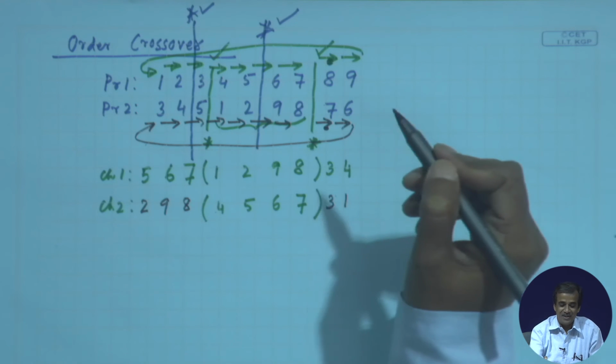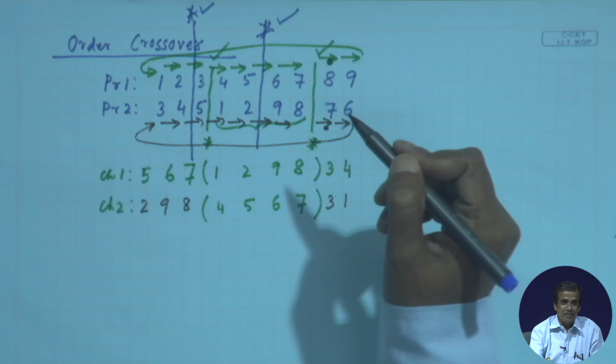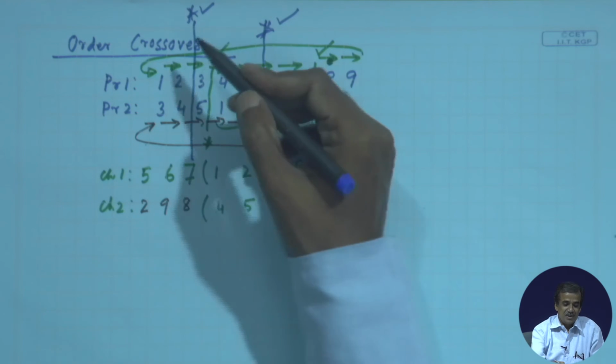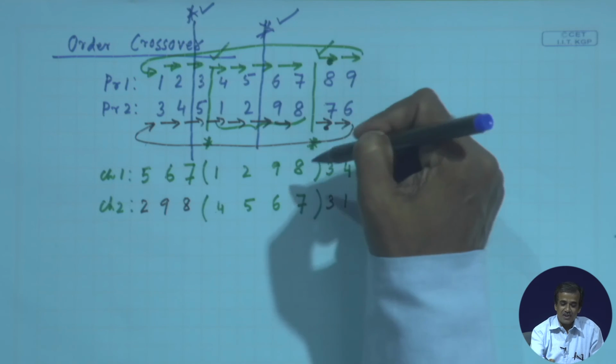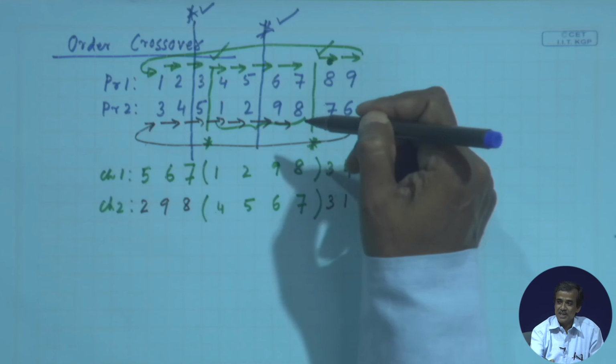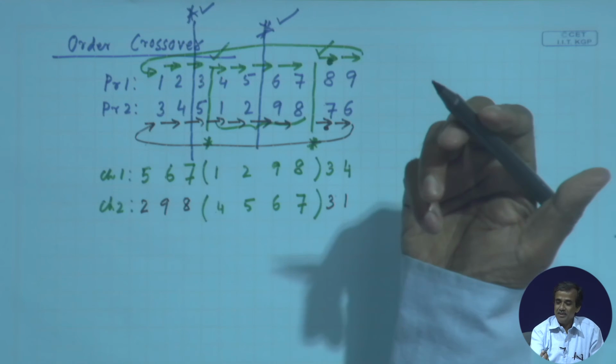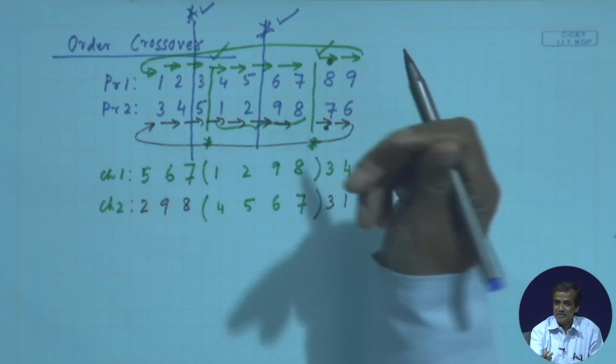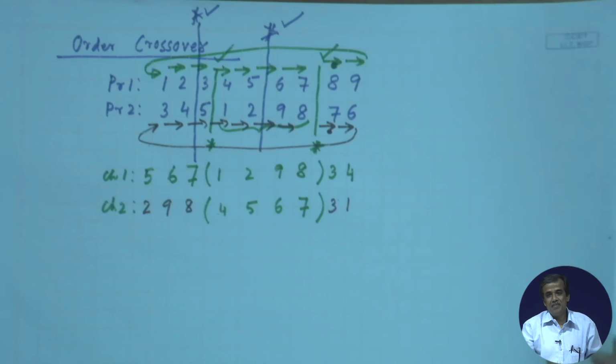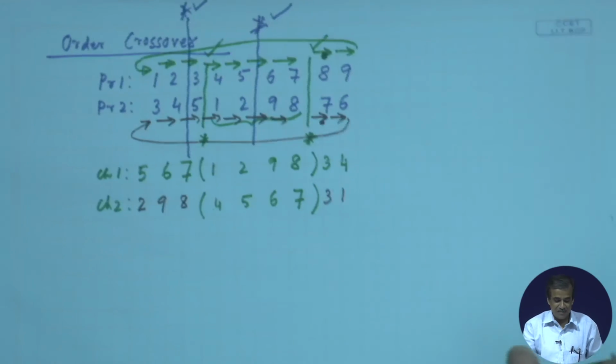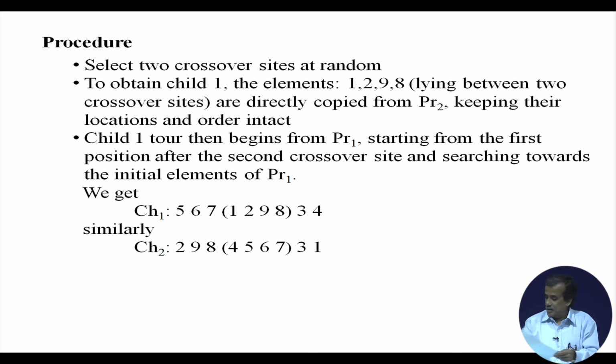Got it? Good. Similarly, if you take other combinations of crossover sites, you will be getting different children solutions, and you will be getting feasible solutions. So, I think this order crossover is clear to all of you. Is there any doubt on this order crossover?